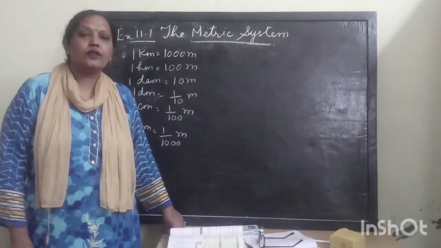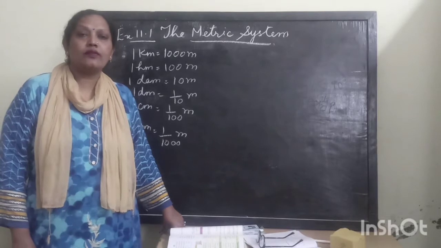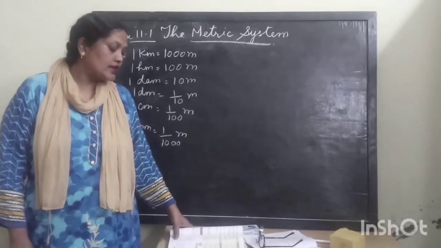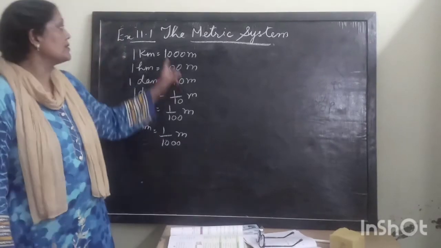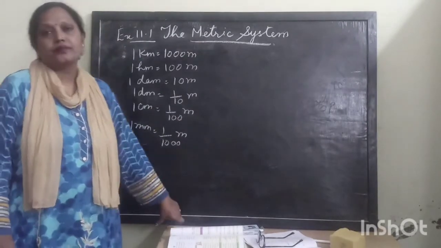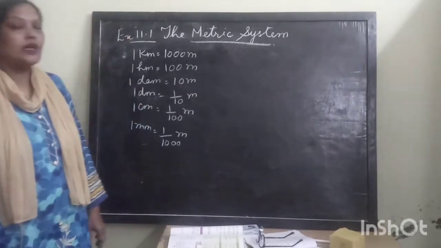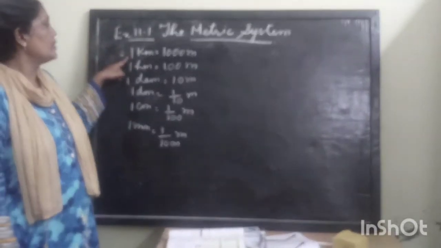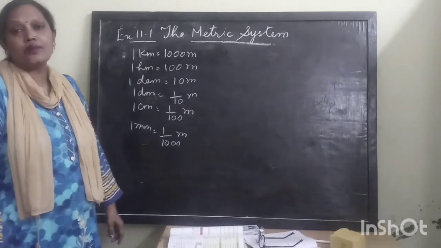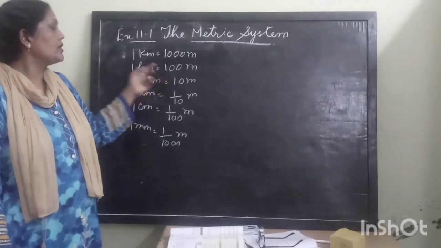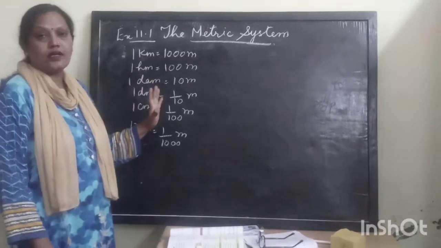Now we are going to start the syllabus of the final examination. First exercise is the 11th exercise, that is the metric system. In this you will do the conversions. How to convert? See here, all of you. In 1 kilometer, you know there are 1000 meters. In 1 hectometer, 100 meters. These derivations you have to learn by heart.